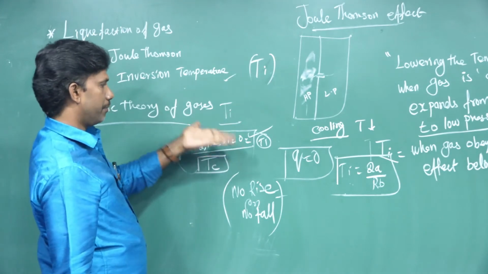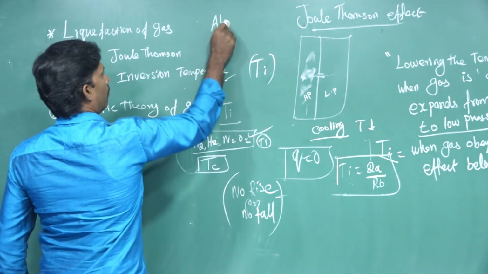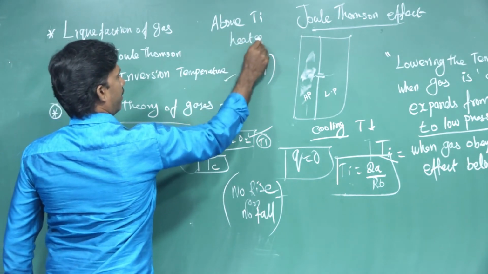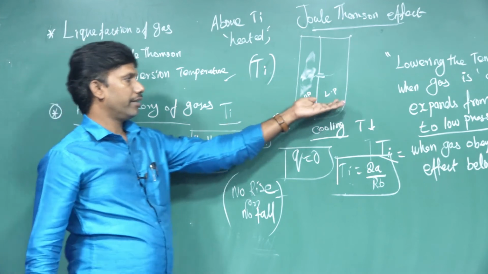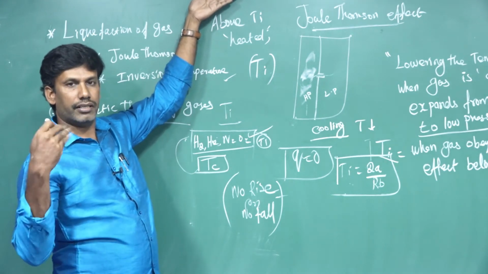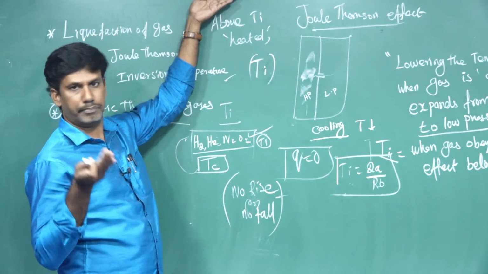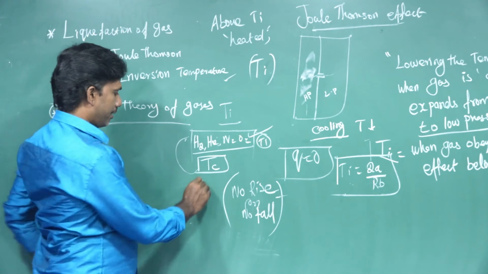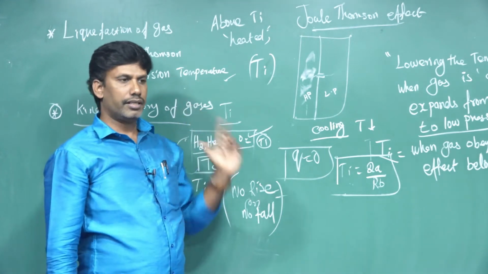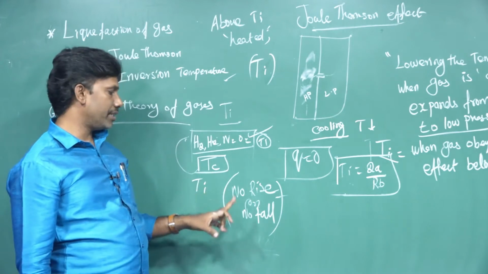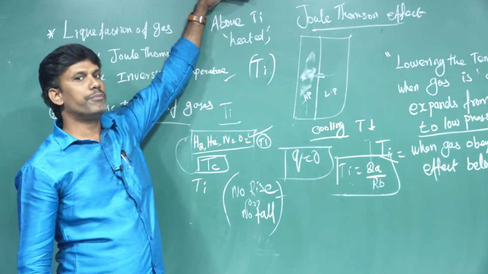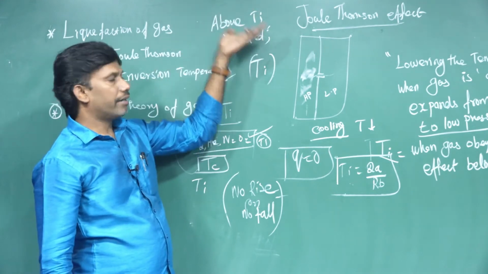Above the inversion temperature, above the Ti value, the gas gets heated. That means above this temperature no cooling occurs. Simply we can say above the inversion temperature there is no cooling, because the gas gets heated up. At the inversion temperature, there is no rise or fall of the temperature; it is maintained constant. But above the Ti, you find that the gases are getting heated up.